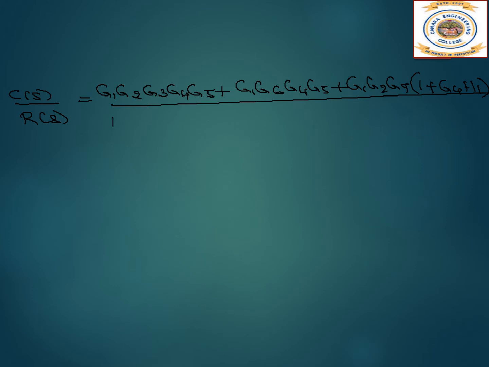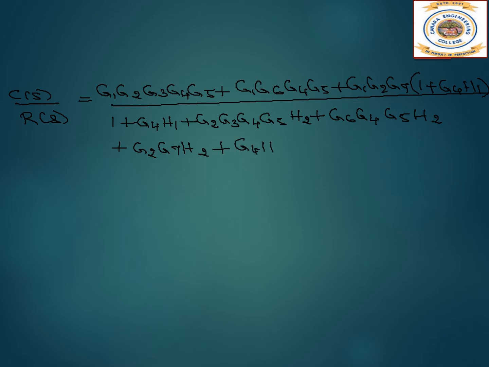now we have the delta value. So 1 plus G4H1 plus G2, G3, G4, G5H2 plus G6, G4, G5H2 plus G2, G7H2 plus, this is a non-touching loop, G4H1, G7, G2H. So this is the final answer.